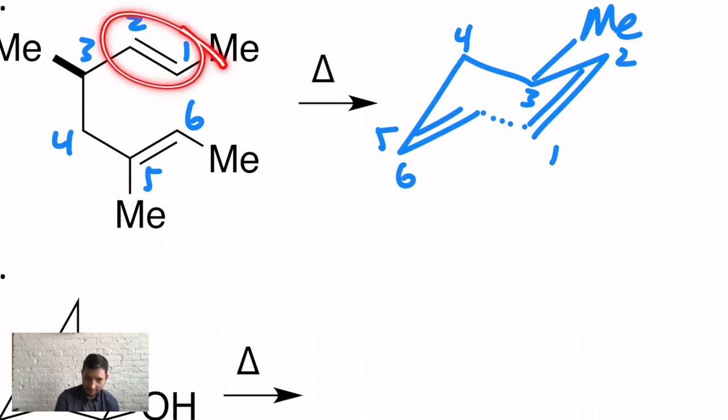So I'm actually going to number my chain so I don't lose track. 1, 2, 3, 4, 5, and 6. Off of carbon 1, I have a methyl, and this is a trans alkene in the starting material.